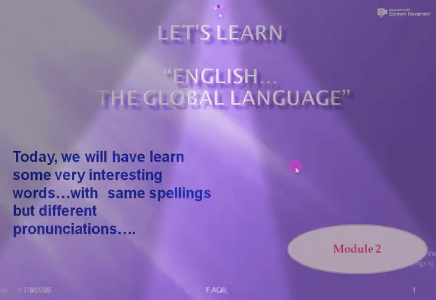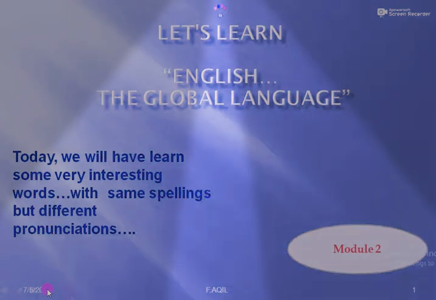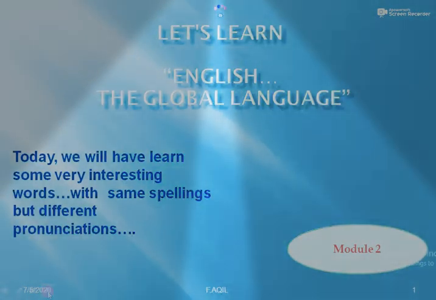So let's begin. One more thing I would like to remind you, these kind of words that have similar words and spellings and pronunciations, they are referred to as homonyms and homographs.